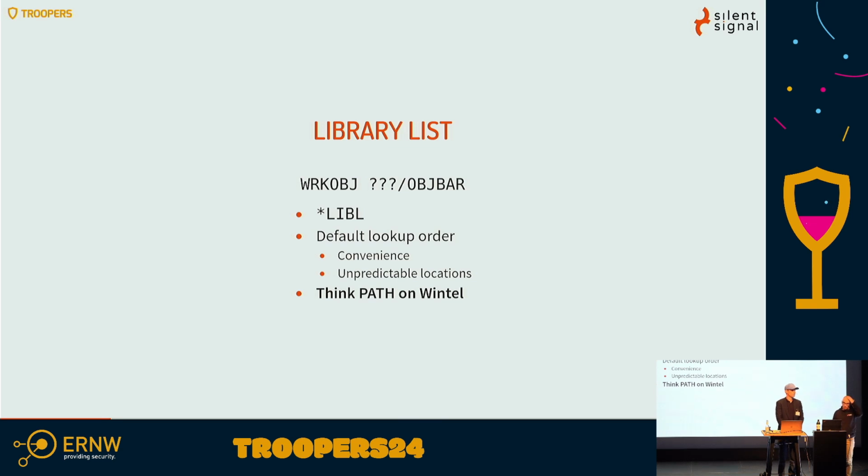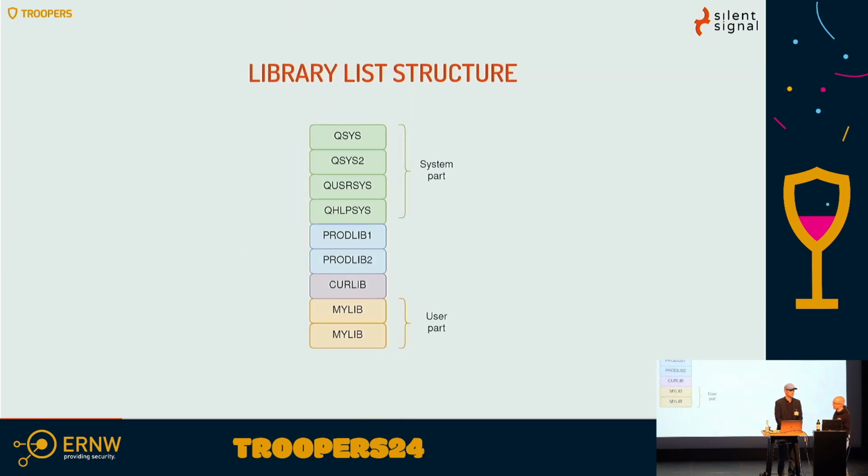Libraries are useful to organize objects, but sometimes you don't know in which library to look for a particular object, and this is where the library list comes into the picture. This is a special property associated to a logon session that defines a default lookup order for object references that don't include a library name. So if I know the object's name but have no idea where it lives, the system will use the library list to look it up for me.